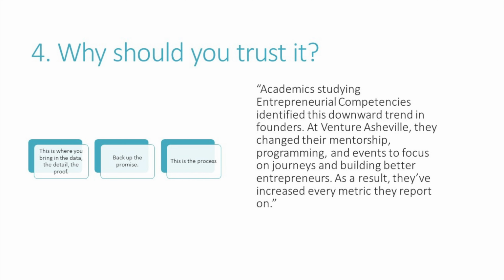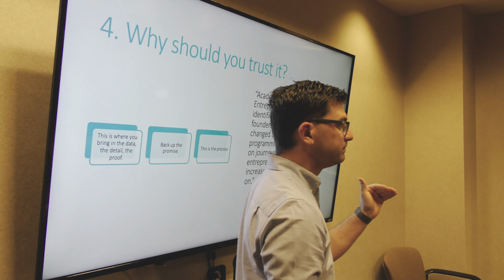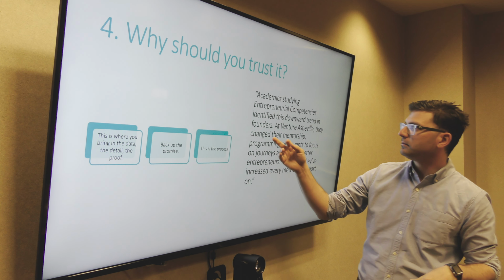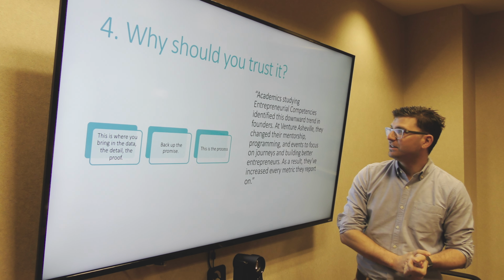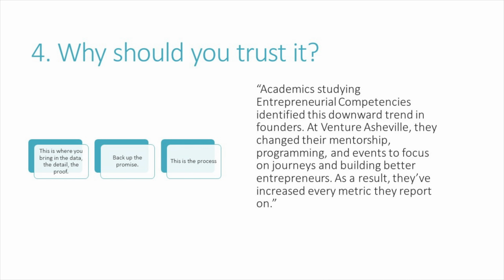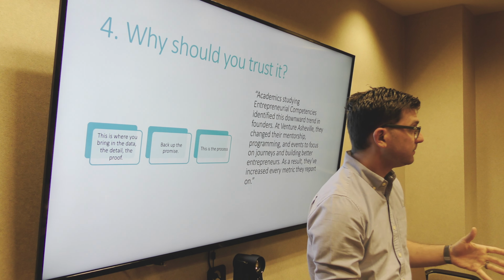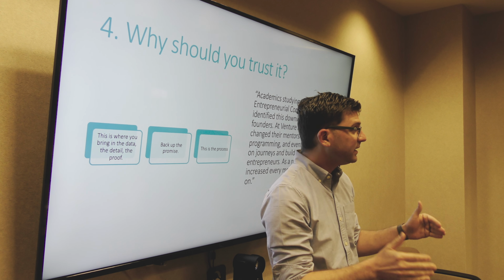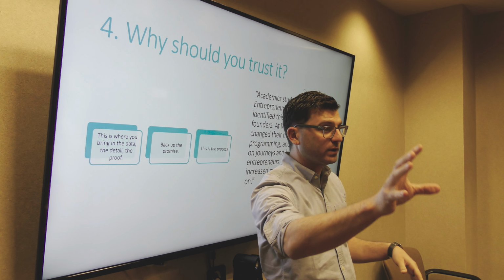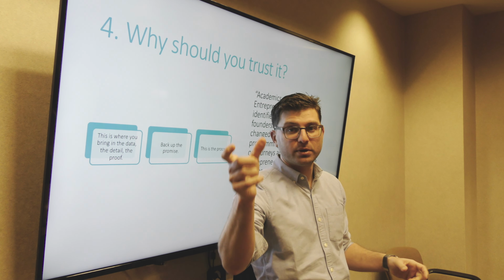Why you should trust it. This is where you bring in some data, some detail. You don't bring feelings to a data fight. Here's where you let your data shine. Back up your promise. This is the process part. This is how you're going to do it. Academics studying entrepreneurial competencies identified this downward trend in founders. At Venture Asheville, we changed our mentorship programming and events to focus on journeys and building better entrepreneurs. As a result, we've increased every metric we report on. Here's academic research, we put it in practice, and we have results. So you can copy this, right? That's the idea. You can carbon copy our playbook and get right into it.